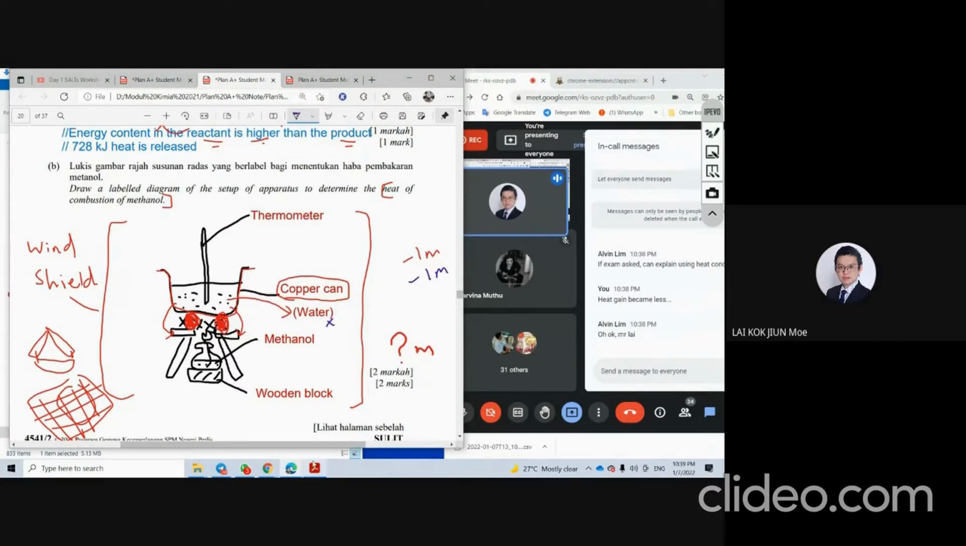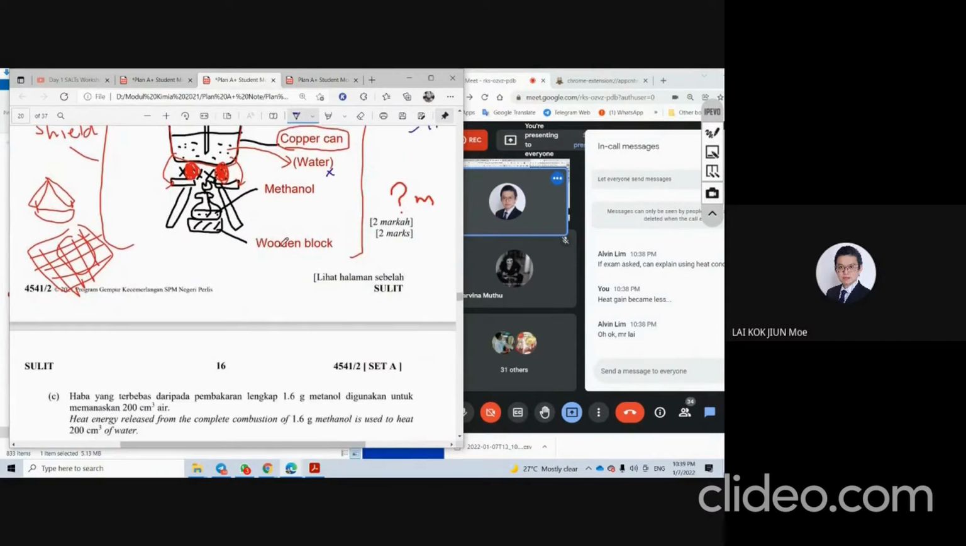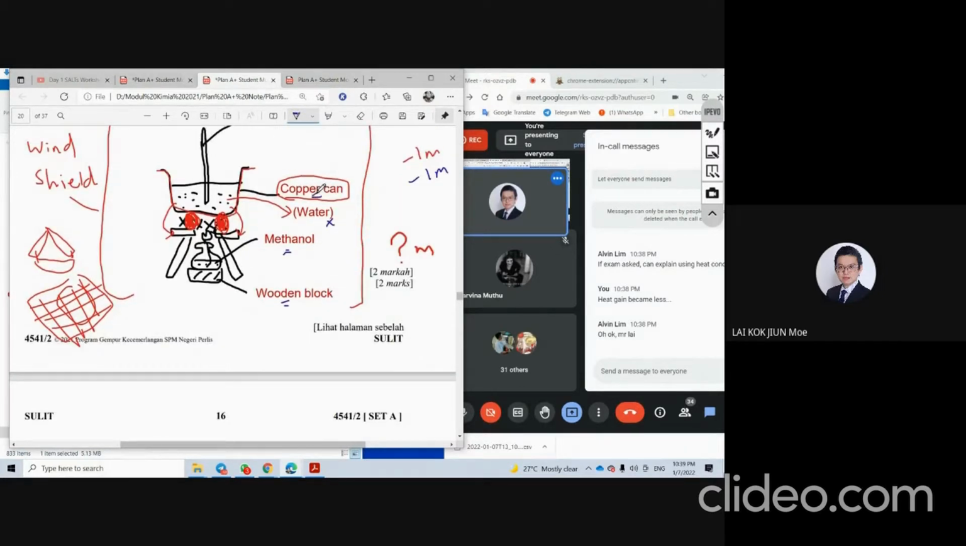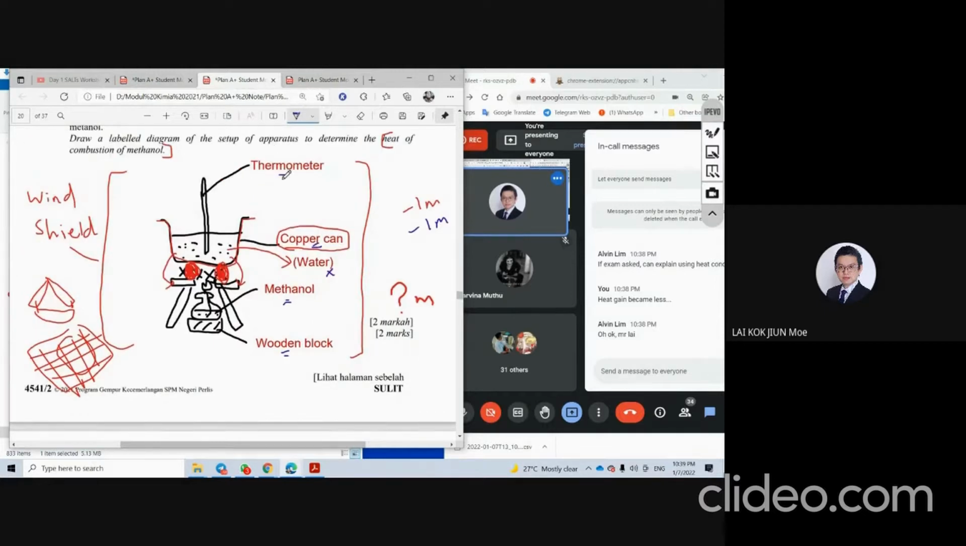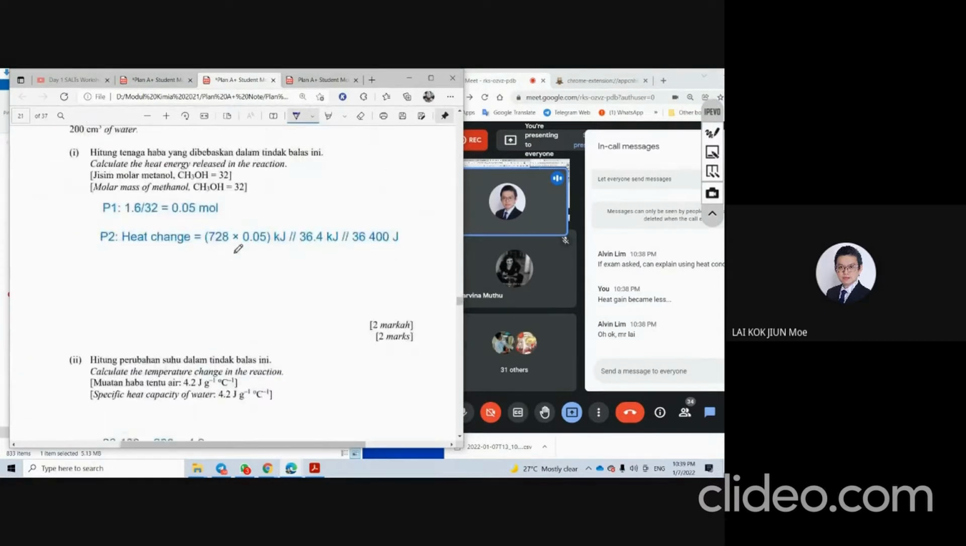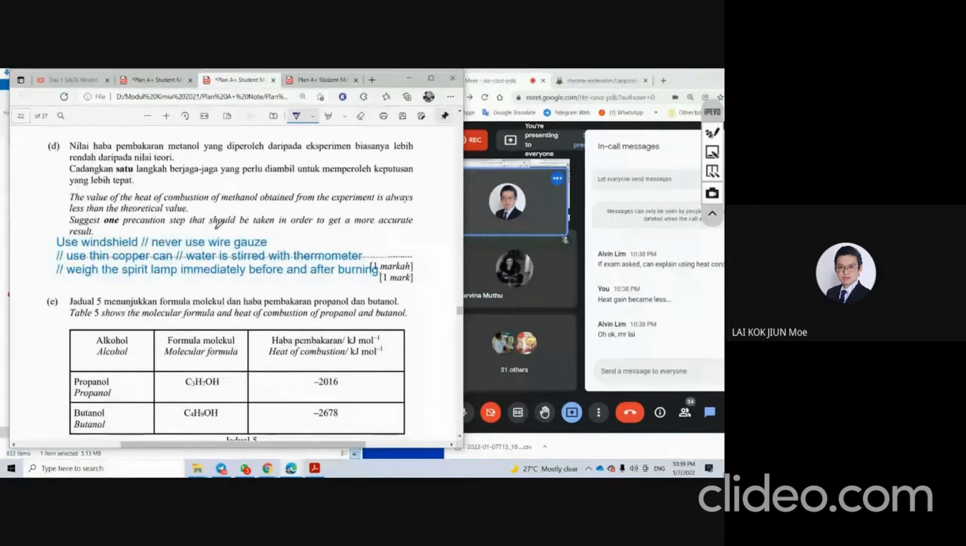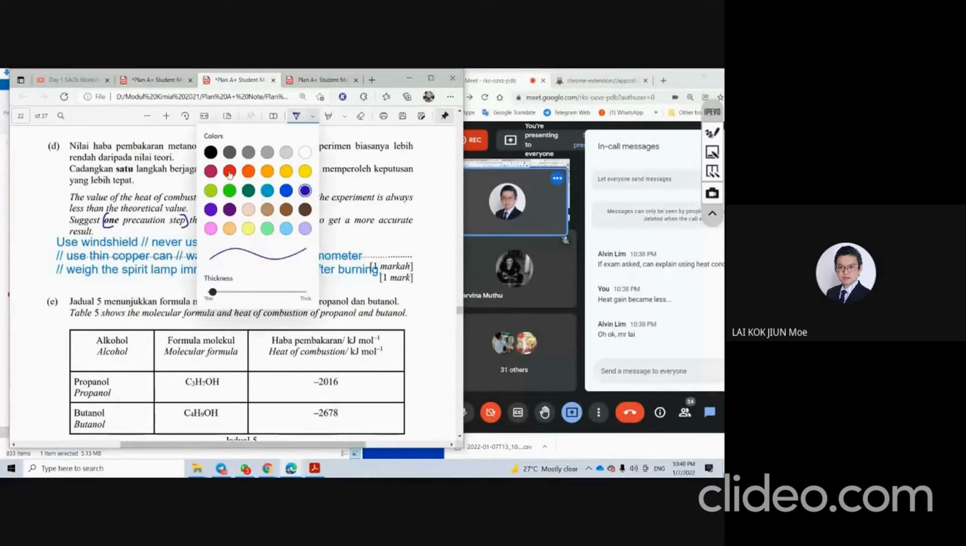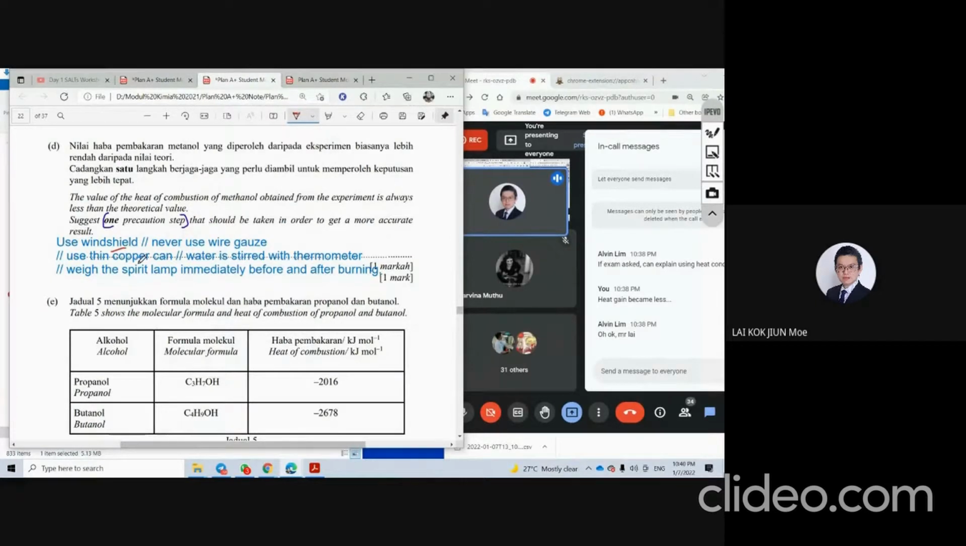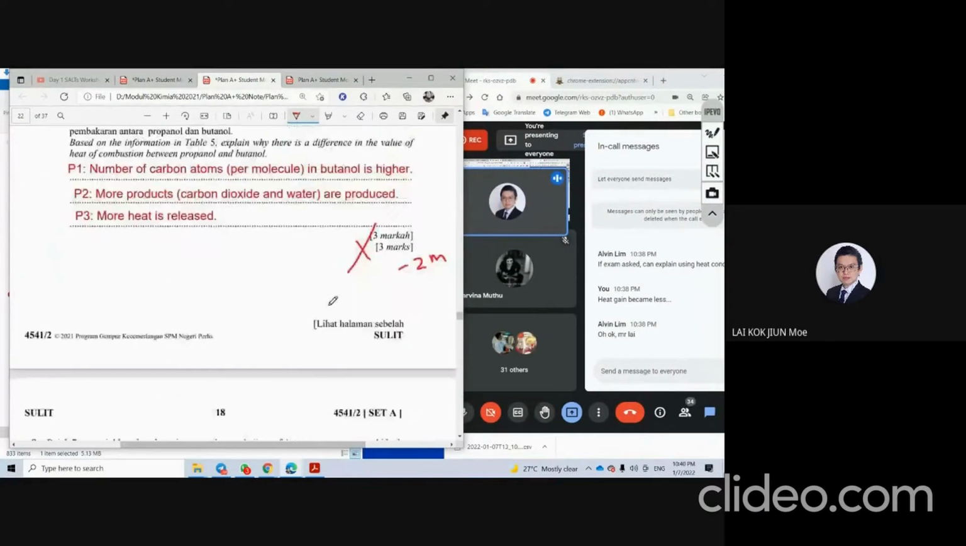So you see, the drawing is very strict also. Everything must be drawn nicely and labelled. Label the copper can. Label the thermometer. No problem. This one you can count as one. So for the precautions, to get a more accurate result, you use the wind shaft, you use the copper can, you stir with the thermometer, and you put out the spirit lamp immediately. No problem. Okay, for today's last question.